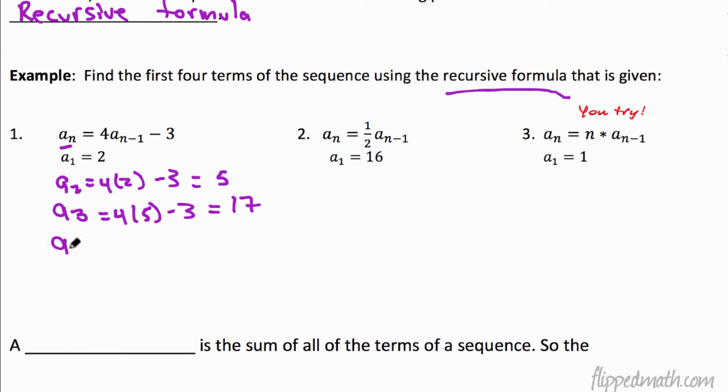Let's find the fourth term. Fourth term equals 4 times the term before it.